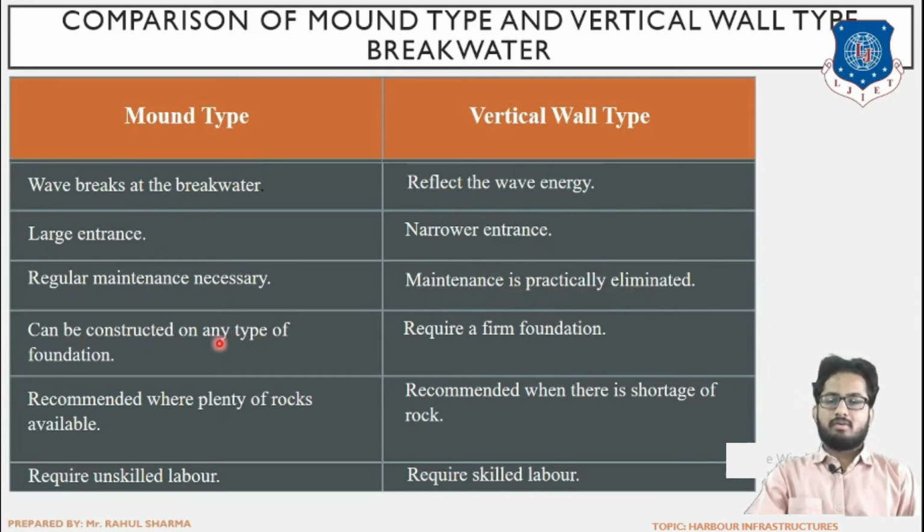Can be constructed on any type of foundation, while here it requires a firm foundation. Why? Because the high load of the masonry construction has to be transferred to the seabed, and seabed should be capable of taking that load. While here only the rubbles are being dispersed in two layers, so the transfer of load from the top layer is passed to the intermediate layer, and easily the intermediate layer transfers it on the core.